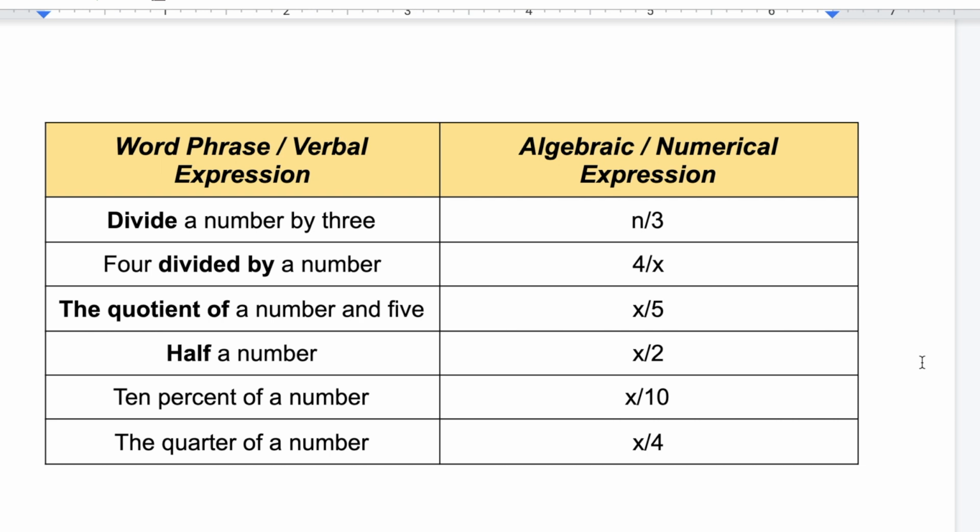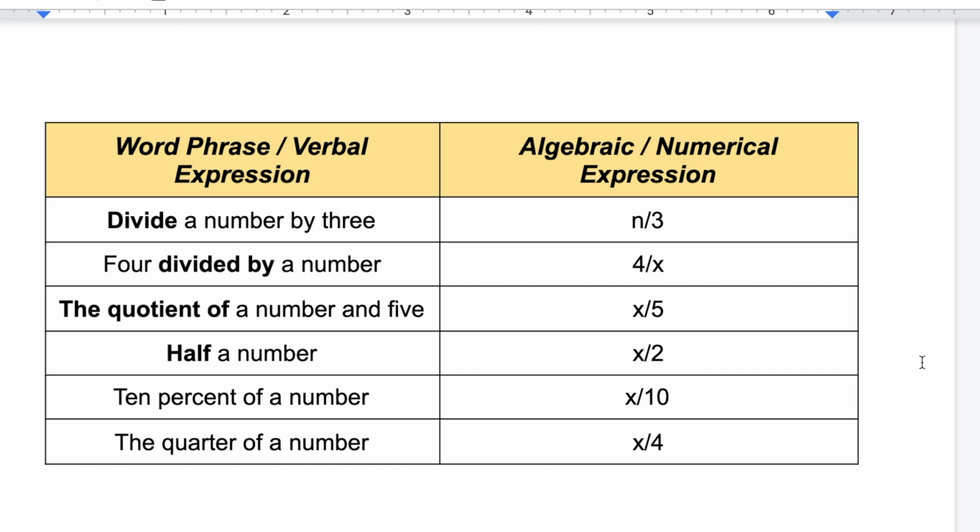The quotient of a number and 5. Here, the word quotient is the opposite of the word product. Product is multiplication, quotient is division. Now, which one should I write first? After the word of, the quotient of a number, which is x, and 5. So x divided by 5, not 5 by x. Some trick for you. The quotient of 10 and 2, is it 2 over 10 or 10 over 2? What do you think? Exactly, 10 over 2.